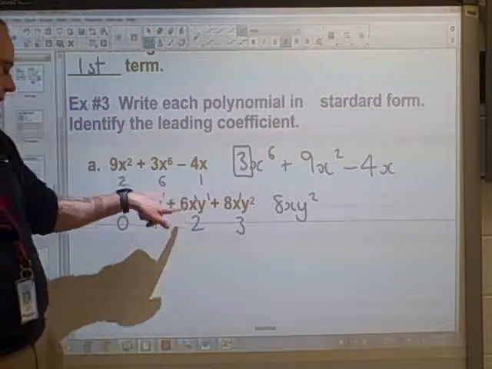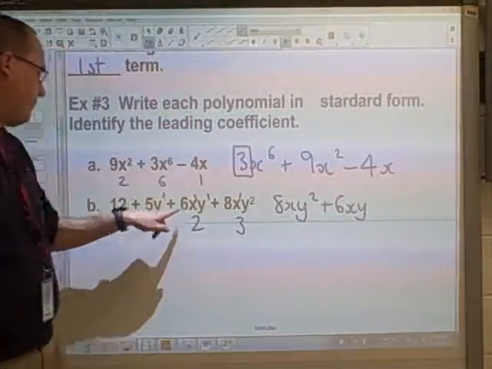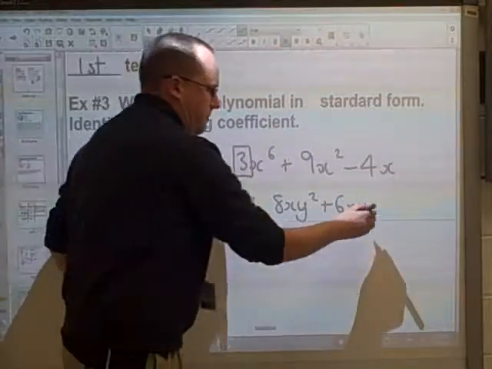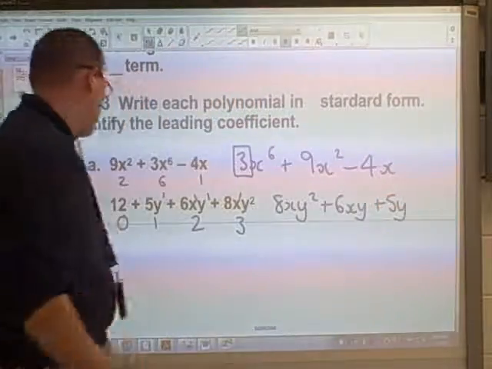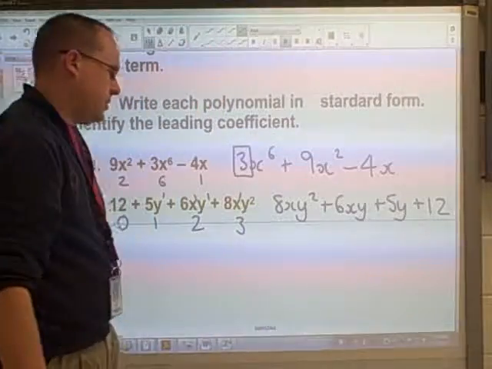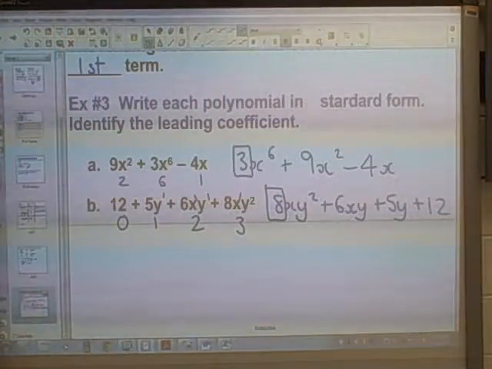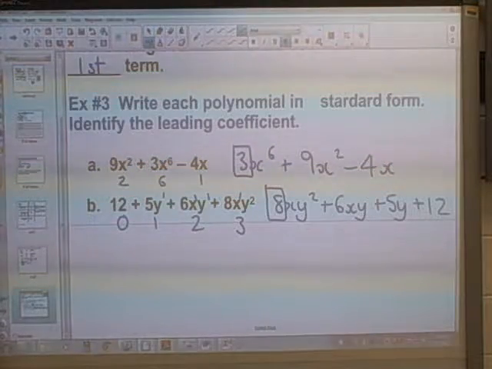8xy squared. This one second, positive. So I'm always checking the sign in front as well. Positive again, positive 5y. And as this is positive 12, I can put 12. And then the leading coefficient, once again, is just what is the constant in front of the first term. So it would just simply be 8.